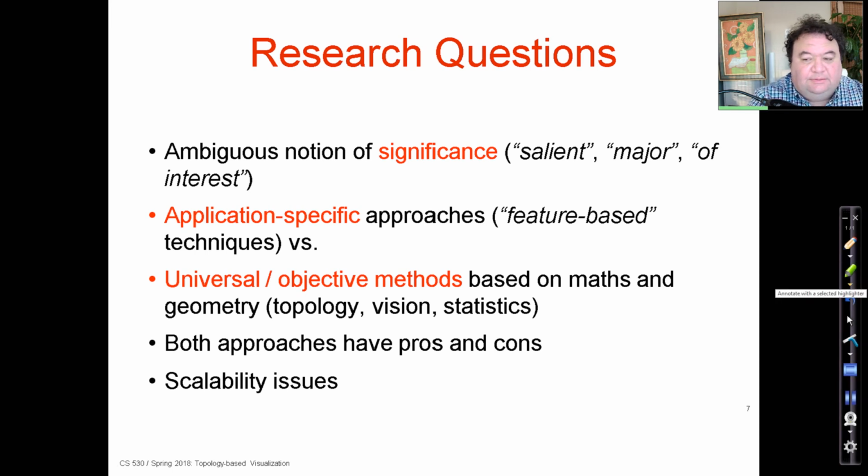And so one has to grapple with how ambiguous terms like salient feature, major features, or feature of interest can be, and therefore often people rely on a very application-specific approach, which can be very effective, but it reduces the ability to develop general tools that can be used across different disciplines.